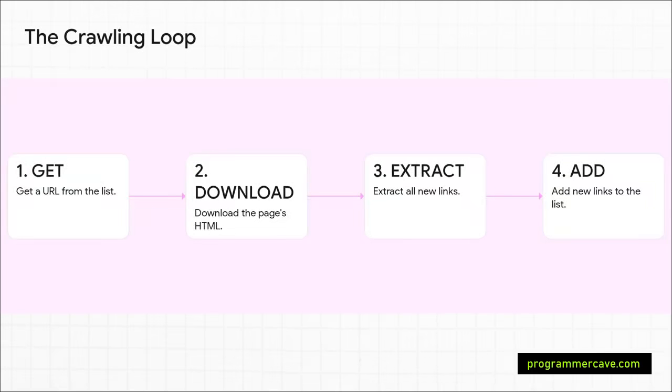I mean, it really is that simple at its core. Just a four-step loop. 1, get a URL from your list. 2, download the content of that page. 3, extract all the new links. And 4, add those new links right back to the list. That's it. This simple cycle, when you scale it up and repeat it millions of times a second, well, that's what maps the entire internet.